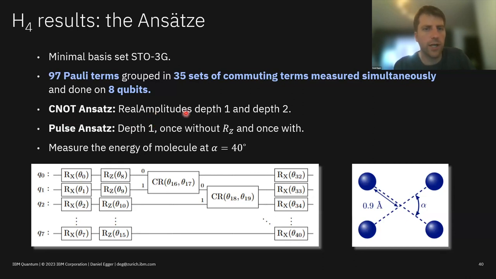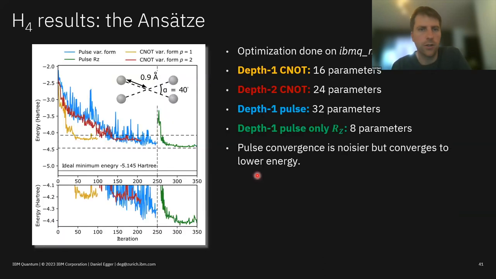We looked at a C0 ansatz with depth 1 and 2, and then we looked at a pulse ansatz with depth 1, once without the RZ rotations and once by bringing these back in. The results are shown here. The depth 1, C0, converges quite quickly to a certain energy. The depth 2, C0, takes more time, but arrives at lower energies. You can see this here. And the reason why it takes more time is simply because it has more parameters that need to be optimized.